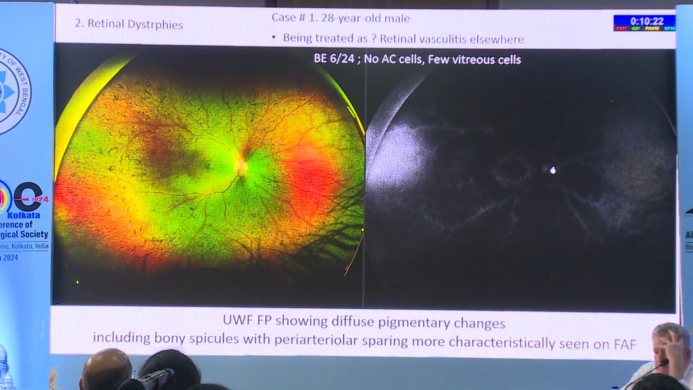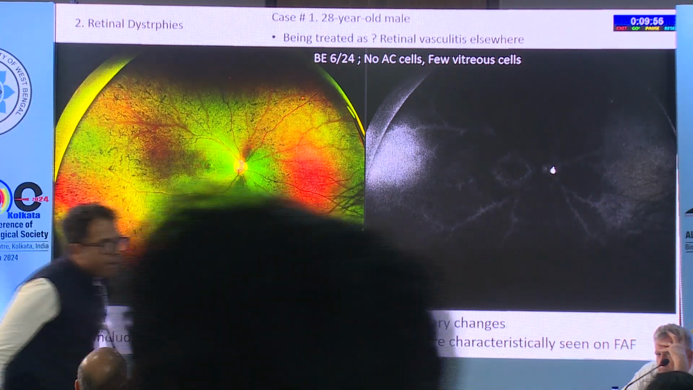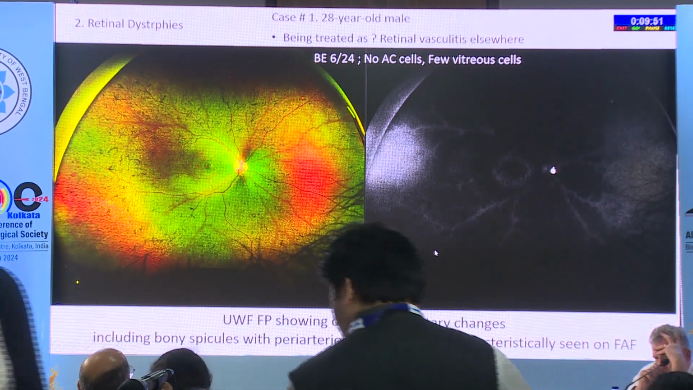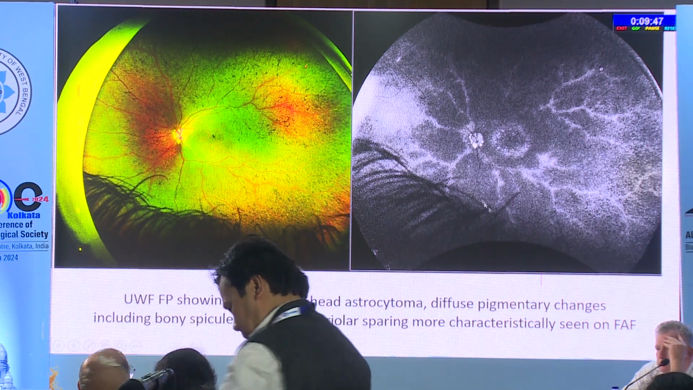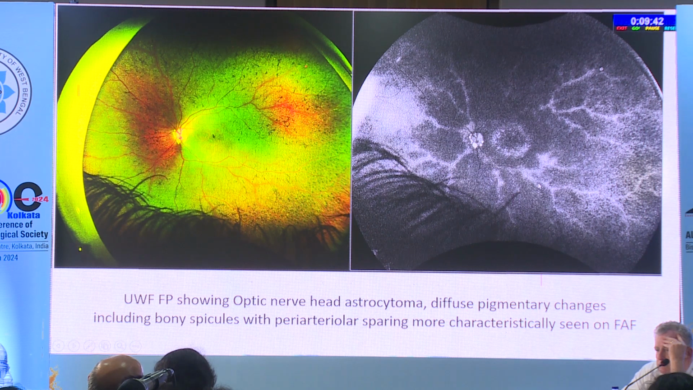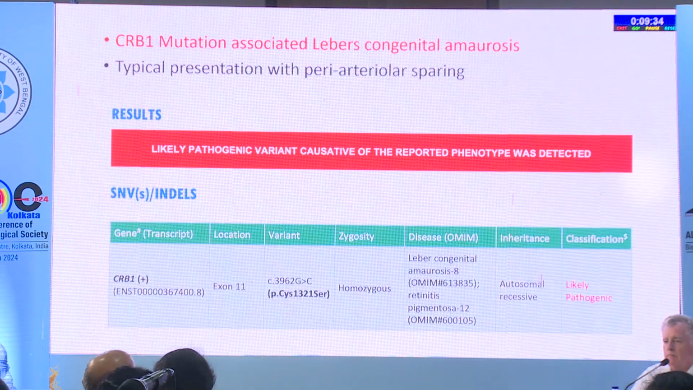Dystrophies, I have been emphasizing a lot in this meeting, because many of the times, for example, this patient was diagnosed as retinal vasculitis, and that is how the patient came. He was receiving treatment for retinal vasculitis, and the diagnosis was retinal vasculitis with retinitis pigmentosa. Now, if you see here, there are some bony spicules and there is periarteriolar sparing, which is more characteristic, as you see on the fluorescein and FAF. So you can see this typical pattern. This is not the pattern of leakage of uveitis. This is something masquerading, and this patient actually had CRB1 mutation associated Leber's congenital amaurosis. So there is no need to get confused and start steroids.